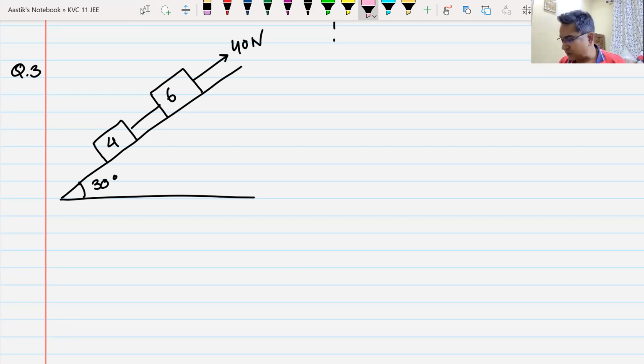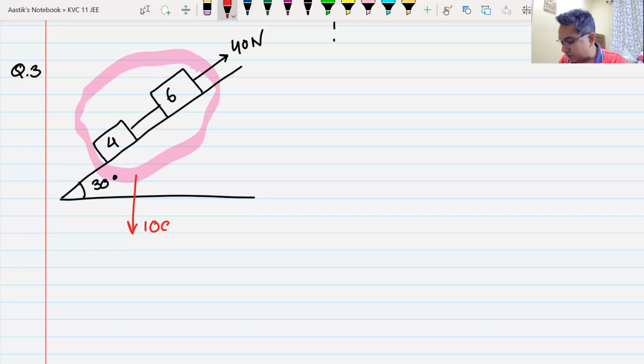So if they are going to move with the same acceleration, why not treat them as one body? So I treat them now as one body. Now, what is the total mass of this body? The total mass of this body is 10 kg. So the total downward force is 100 newtons. Do we understand this? I'm drawing them together.